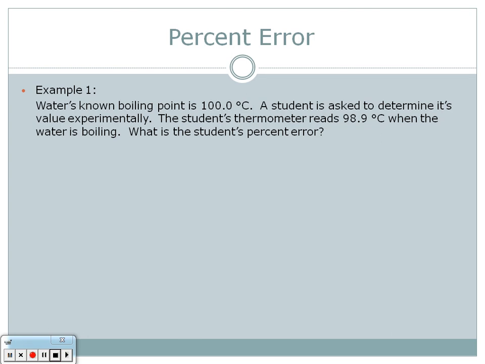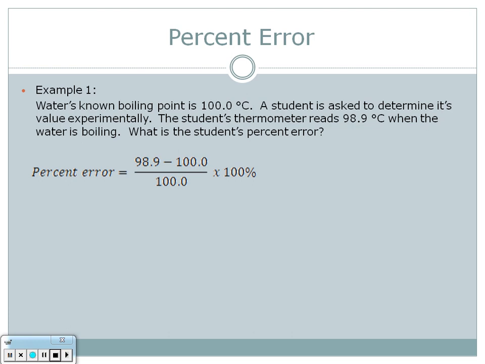Water's known boiling point is 100 degrees Celsius. A student is asked to determine its value experimentally. The student's thermometer reads 98.9 degrees Celsius when the water is boiling. What is the student's percent error? Go ahead and calculate that. Pause the video, calculate it, and then check your answer.